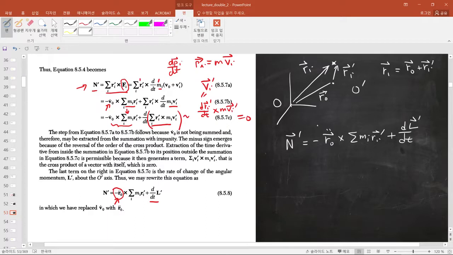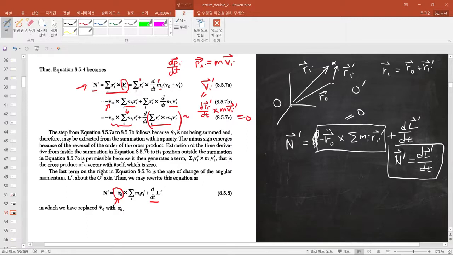Okay, so if this term, I'm sorry, minus, if this term is equal to 0, then you can also use, in this arbitrary moving frame, N prime is equal to dL prime over dt. So this one also holds in the O prime frame if this one is 0. So either this one vanishes separately or the cross product should vanish here.